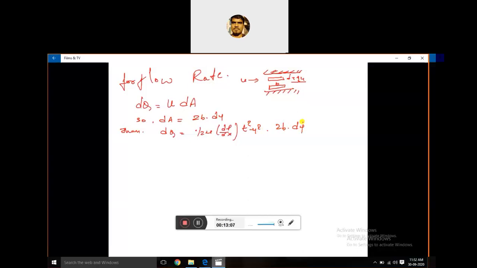Yes, for this equation, if you apply integration, let's take the constant outside: b by mu, the 2 gets cancelled, dp by dx (t square minus y square) dy. It's equation 5. Apply integration for equation 5 with respect to the limits 0 to t.